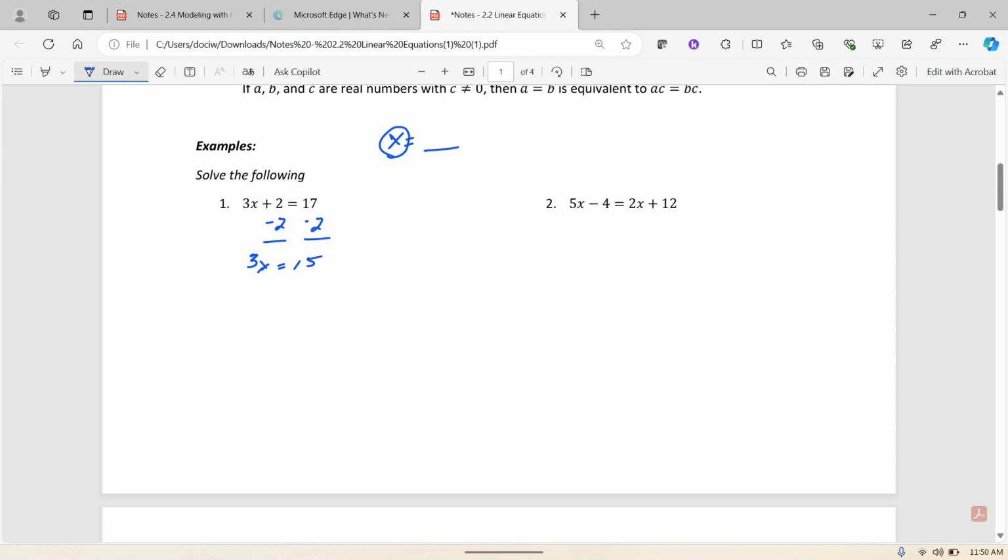Now I have 3 times x. To undo that multiplication by 3, I simply divide both sides by the 3. 3 divided by 3 is 1. We often say they cancel out. I don't like that. 3 divided by 3 is 1. So we're left with 1x, and 15 divided by 3 equals 5. I am very fussy. If I need to solve for x, I'm looking for the solution to say x equals 5.